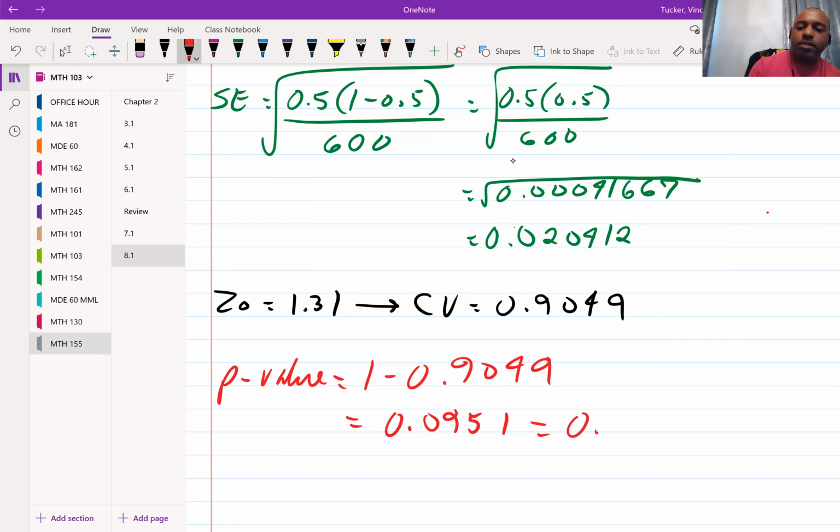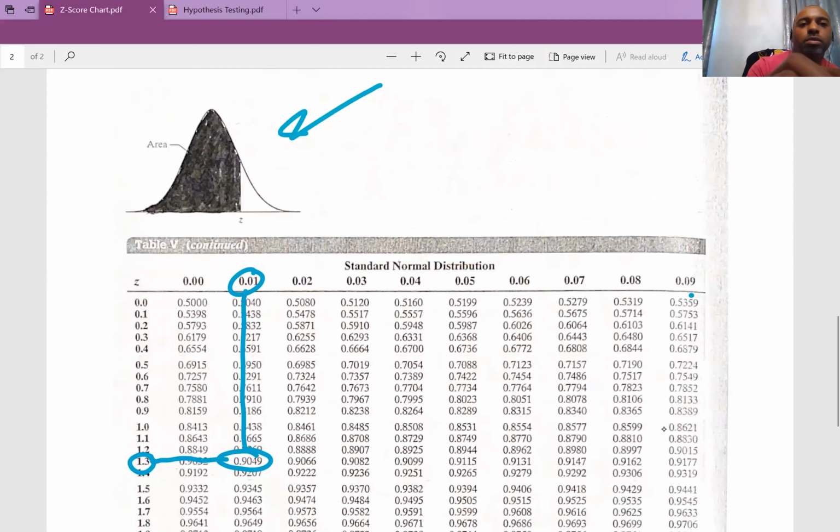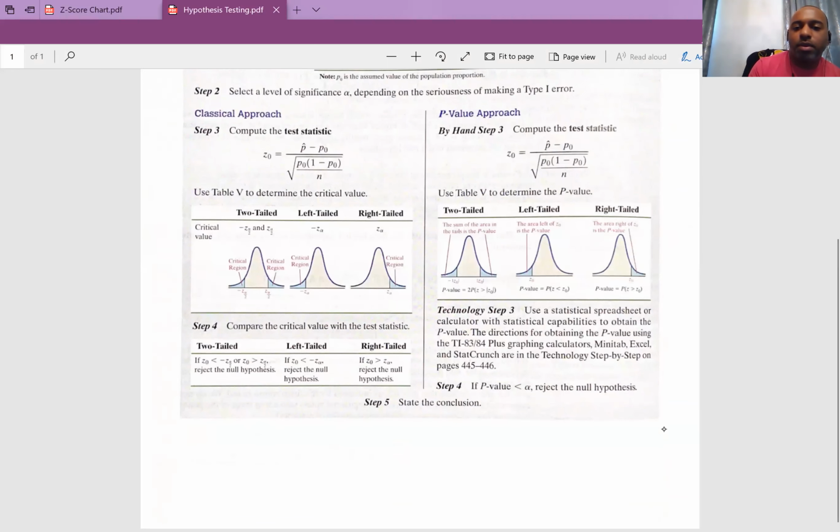Also, MyMathLab asks for 3 decimal places, so you would just do 0.095. Not a problem. All right, so any questions about p-value before we go to the next step? We're almost finished. All right, so let's go back to our hypothesis testing. We have our p-value. So now, step 4: if the p-value is less than alpha, you reject the null hypothesis.